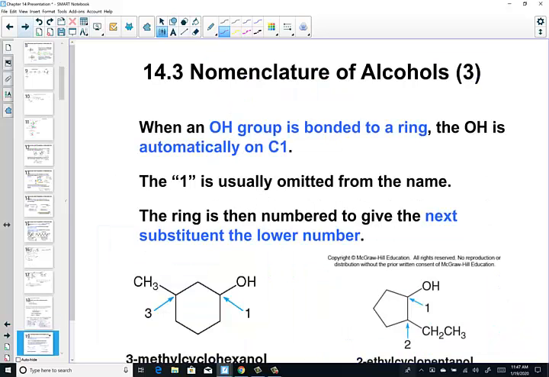When a hydroxyl group is bonded to a ring, the OH is automatically on carbon 1. Because it gets top priority, it already tells me it's number 1.